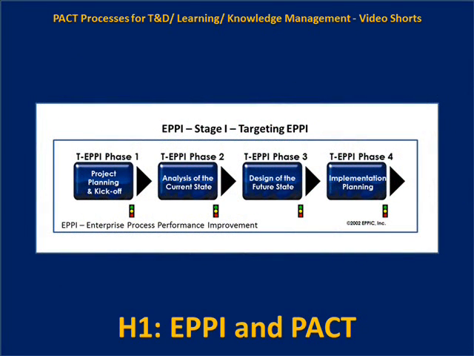EPPI Stage 1 is for targeting enterprise process performance improvement opportunities, addressing problems. The first phase, similar to CAD, is project planning and kickoff. Then there's an analysis of the current state in Phase 2. In Phase 3, you design the future state and understand the gaps between the current and the future. And then in Phase 4, you do implementation planning.